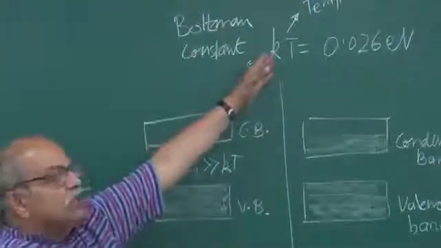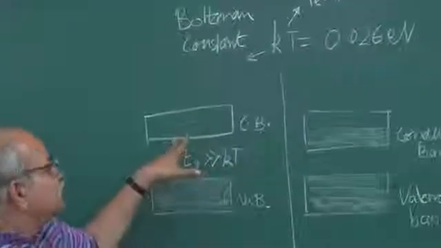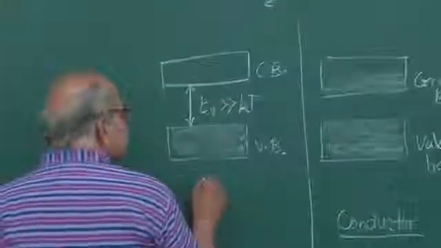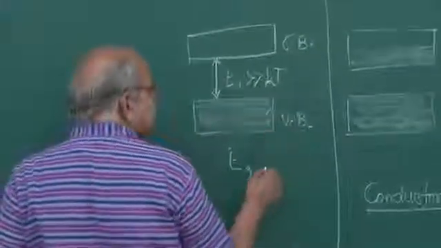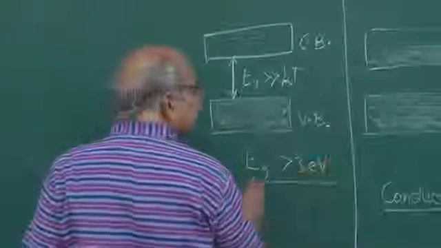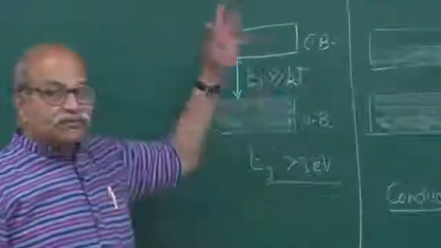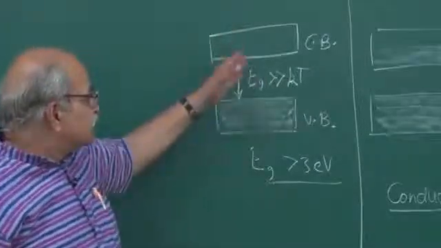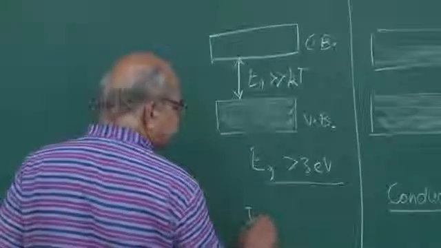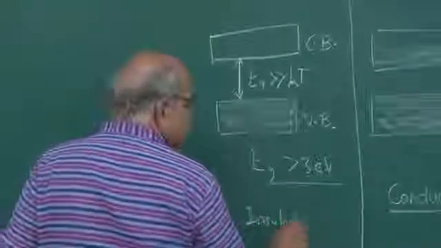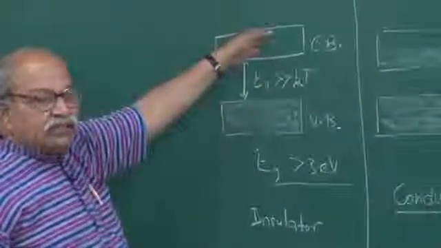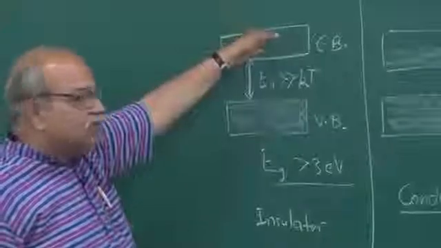So as compared to this, if this gap is very large, let's say Eg is greater than some 3 eV or so, you can take that as large: 3 eV, 4 eV, 5 eV and so on. So this is one category, and this will be insulator. When I say completely filled, completely empty, remember this is for very low temperatures, close to 0 K.